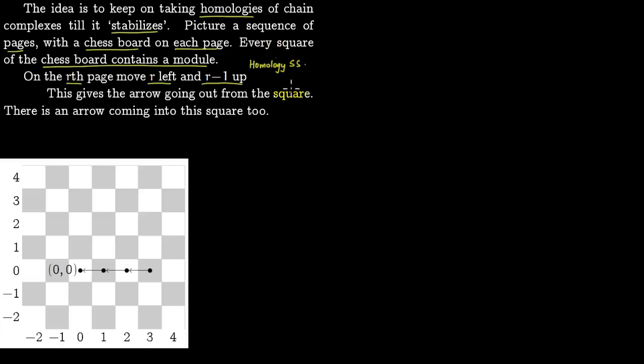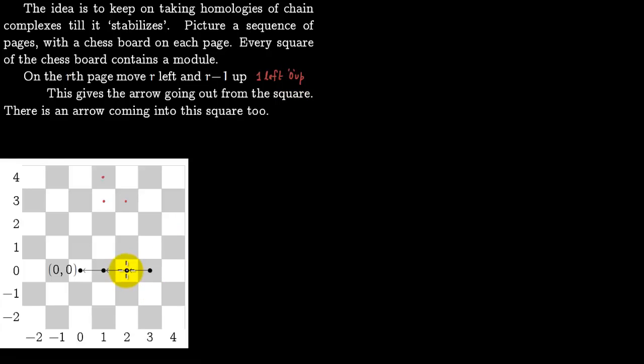So let us see this in pages. Let us see page number 1. This is how page number 1 will look. On the page there is a chessboard. In every square there is a module sitting. So we are on the first page. So r left, you move 1 left, and 1 minus 1, so 0 up. So 1 left and 0 up.